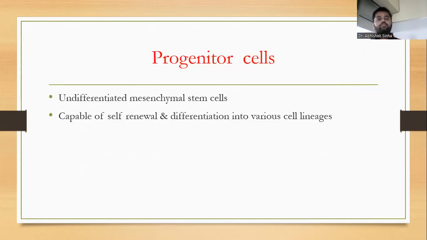Progenitor cells. So progenitor cells are basically the mesenchymal cells. They're the undifferentiated mesenchymal cells. That means they are stem cells which have not been differentiated into any daughter cell, either cementoblast or fibroblast. So they are very pristine cells, to put it in layman's terms, stem cells. They are capable of self-renewal and differentiation into various cell lineages.